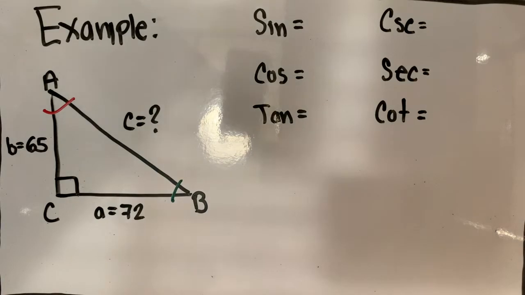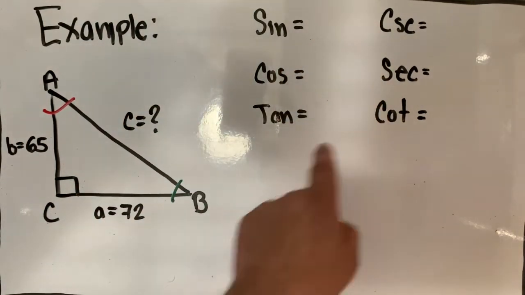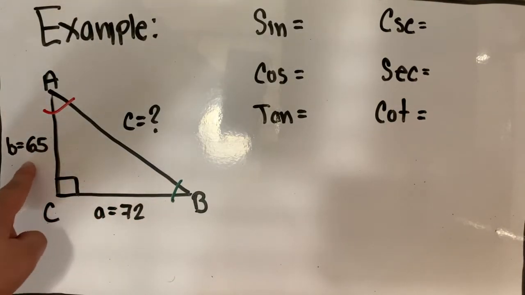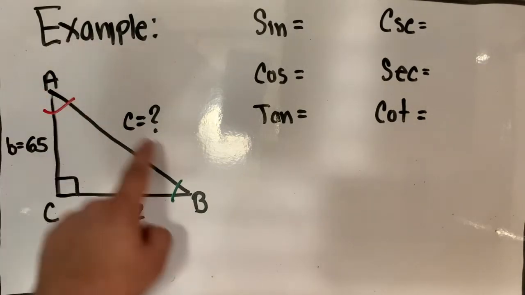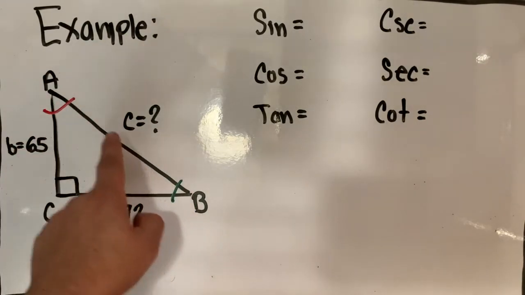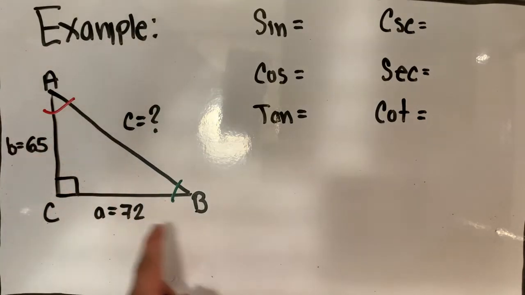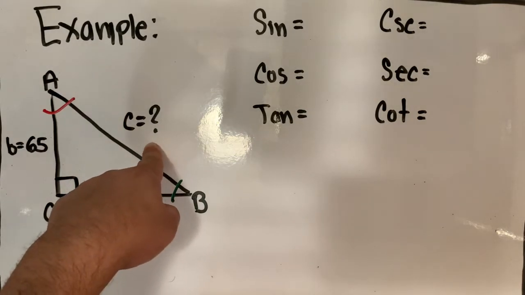Okay guys, let's start with the first example. In the first example right here, we have this triangle, and the objective is to find the 6 different trigonometric functions for this triangle. In this triangle, this side measures 65 and this side measures 72. We don't know how much the hypotenuse measures. So what do we do in here in order to find out the measure of the hypotenuse?